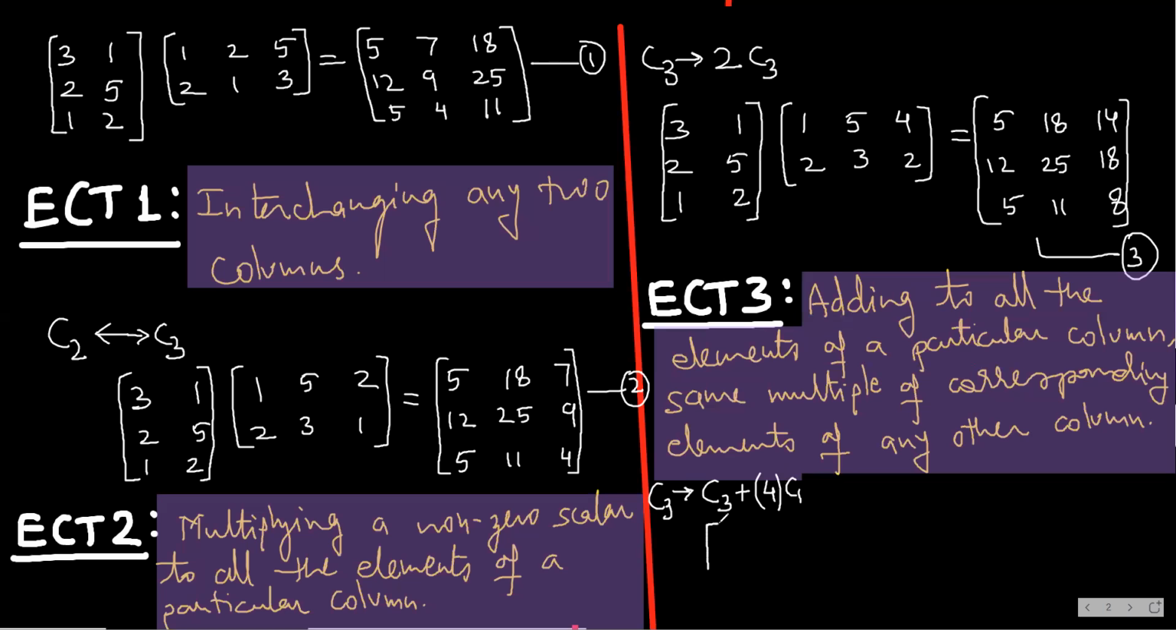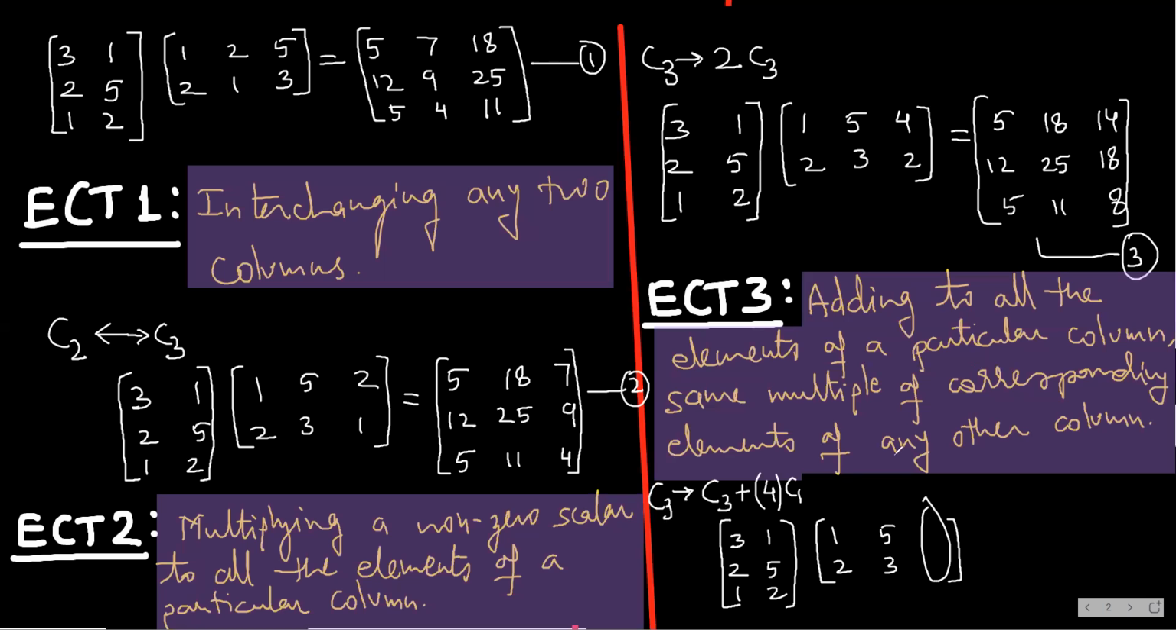When I apply this, will the prefactor matrix change? No, the prefactor matrix would not change. It will be the same: 3, 1, 2, 5, and 1, 2. Then here it will change. See, what are we doing? We are bringing change in C3, column 3. C1 and C2 are the same. So 1, 2, 5, 3 as it is.